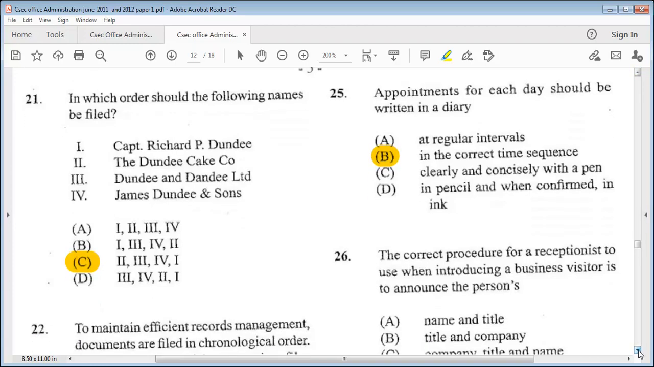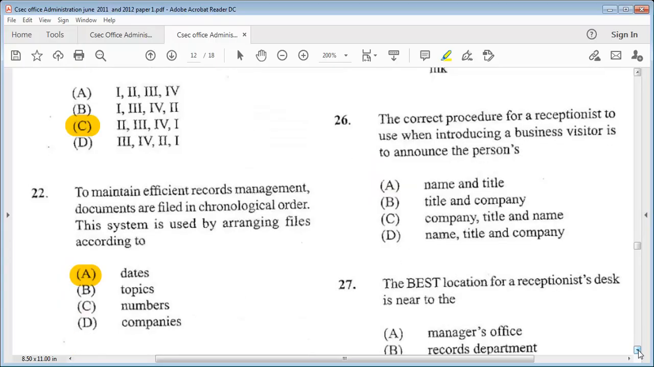Let's move on to 26. Here it says, the correct procedure for a receptionist to use when introducing a business visitor is to announce the person's: A, name and title; B, title and company; C, company, title and name; D, name, title, and company. Our answer would be name, then the title and company. So our answer is D.